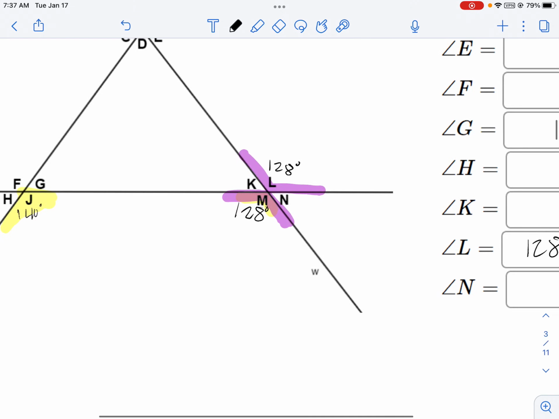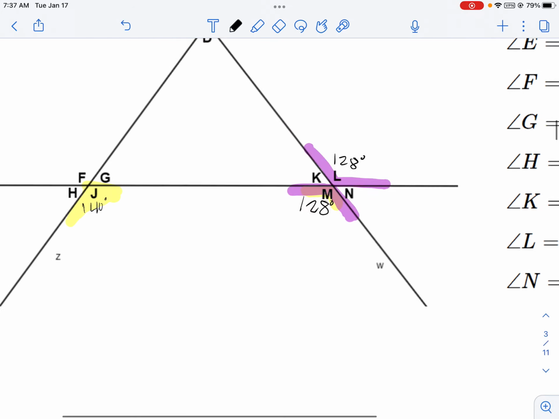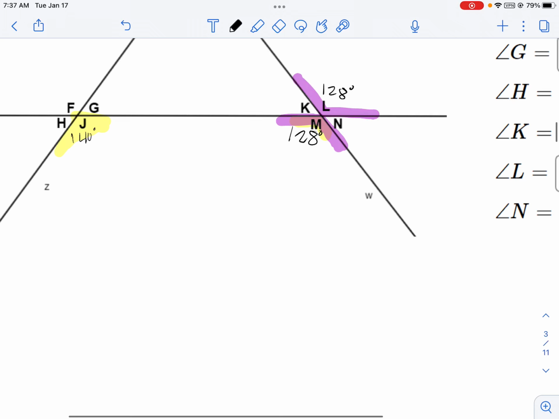All right, now additionally, now we have K and N. We know how to find those because of a particular property, and that is that everything on the same side of a line is 180 degrees. All of those angles must add up to 180.